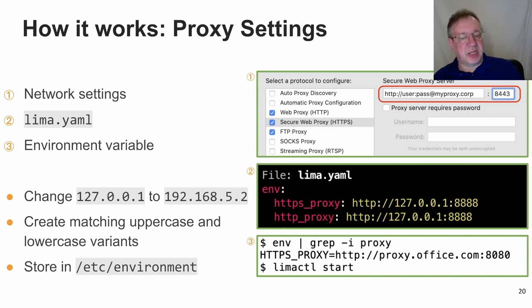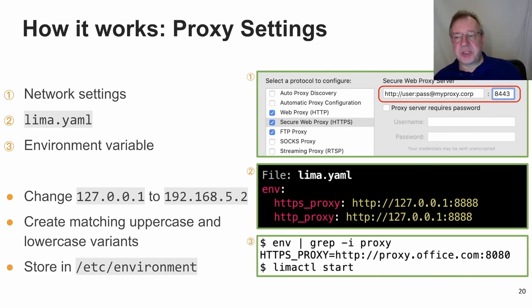Proxy servers are another frequent occurrence in enterprise environments. We try to set up proxy environment variables for the VM automatically. We start by looking at the system network settings and look for the network interface with the highest priority that actually has an IPv4 address assigned. This is normally the Wi-Fi or the Ethernet adapter.